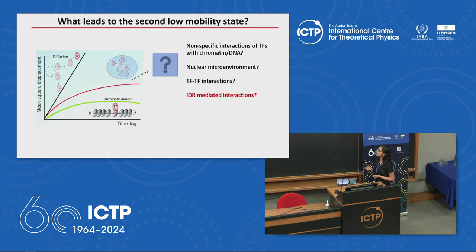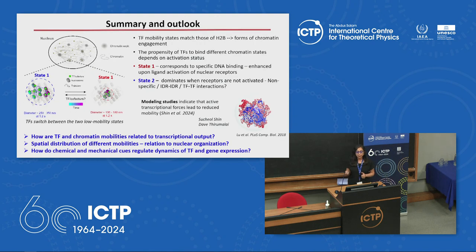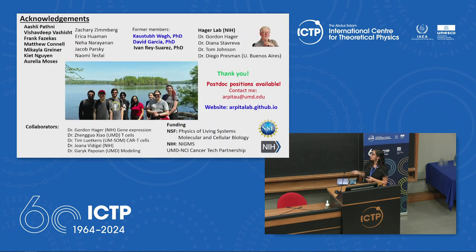And then the second low mobility state appears to be at least related to IDR-IDR interactions, but there could be multiple different types of interactions that are responsible for this second low mobility state. With that, I just wanted to end by saying that we are also starting to work with Suchil Shin and Dave Thrumalai's lab, where their modeling studies have indicated that forces due to transcription might lead to reduced mobility. We're asking, again, these questions that I had pointed out earlier, specifically how do chemical and mechanical cues regulate dynamics in gene expression. Wanted to thank my lab, collaborators, and funding sources, and thanks for your attention.